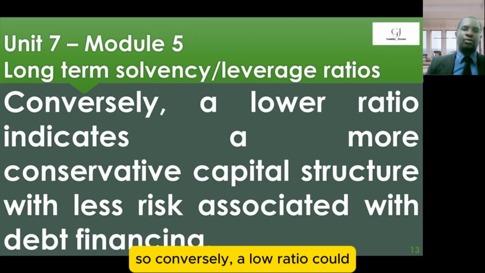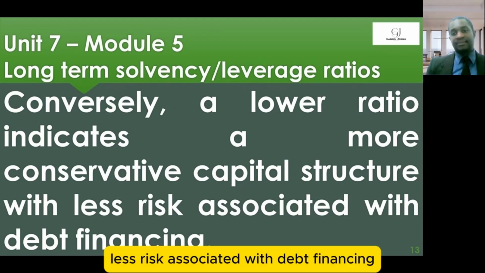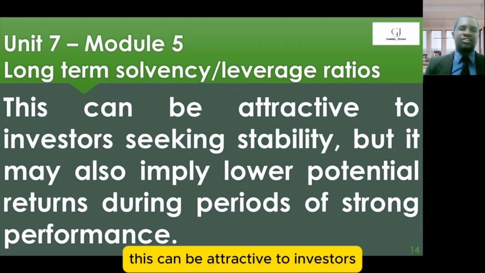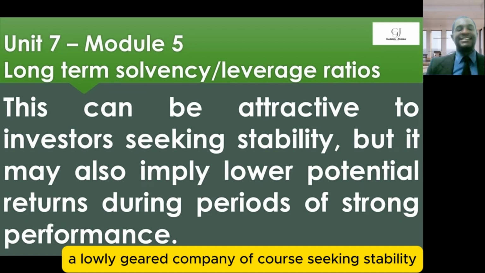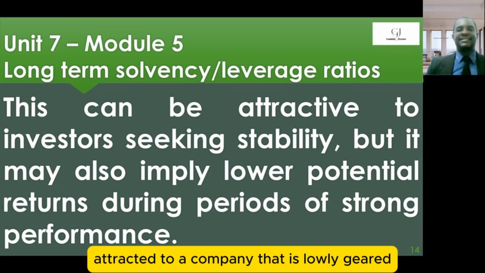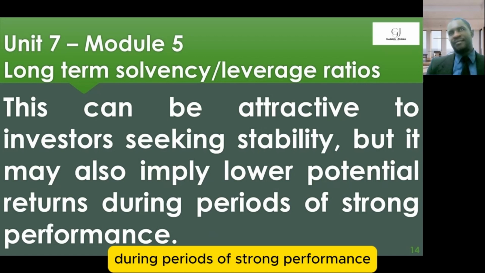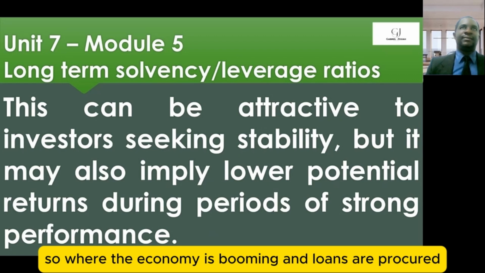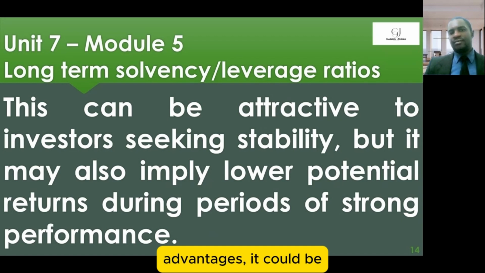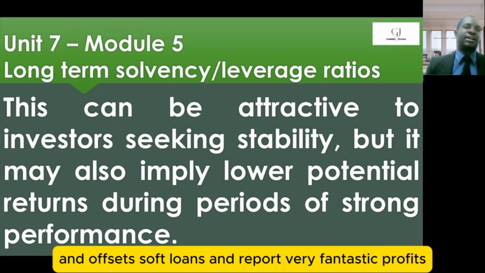Conversely, a low ratio indicates a more conservative capital structure with less risk associated with debt financing. This can be attractive to investors seeking stability, so they are more attracted to a lowly geared company. But it may imply lower potential returns during periods of strong performance. Where the economy is booming and loans are procured, the advantages could be utilized to get high revenue in such times, offset such loans, and report very fantastic profits.